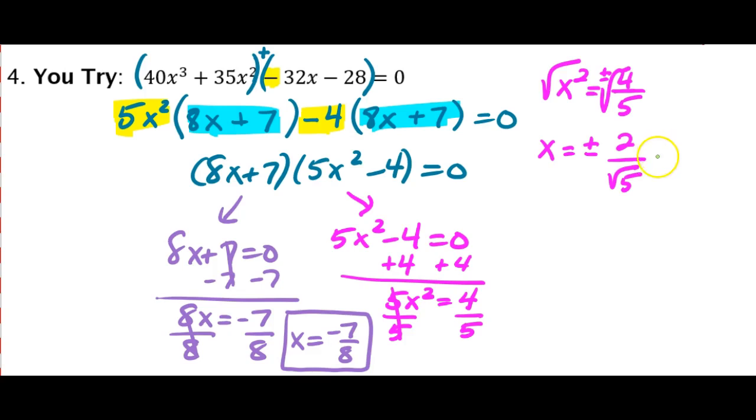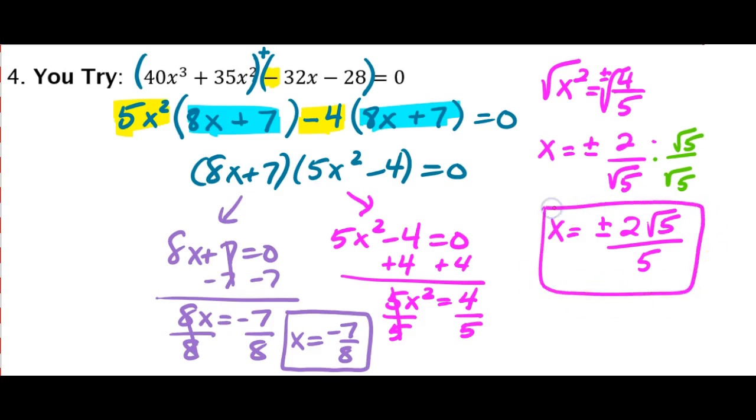So what I need to do to rationalize the denominator is multiply the denominator by itself. And I don't want to change the number, so I have to multiply by the square root of 5 over the square root of 5. So my final answer here is going to be x equals plus or minus. If I multiply 2 times the square root of 5, it's just 2 square root 5. And then the square root of 5 times itself is the square root of 25, which is just 5. So this right here would be my other final answer, and that represents 2 answers, and the purple one represented 1 answer, so that's my total of 3.